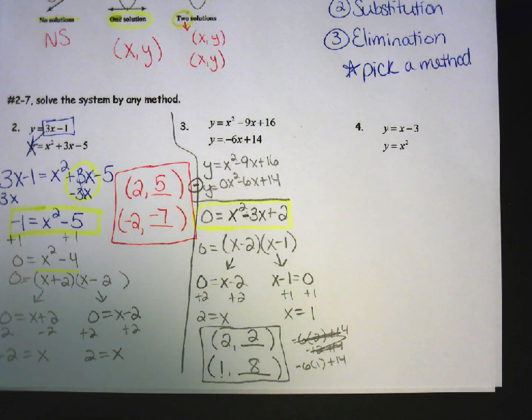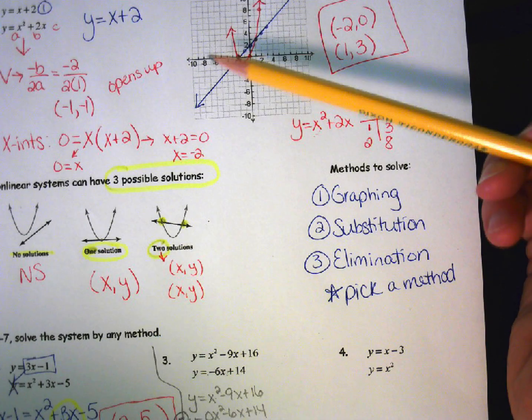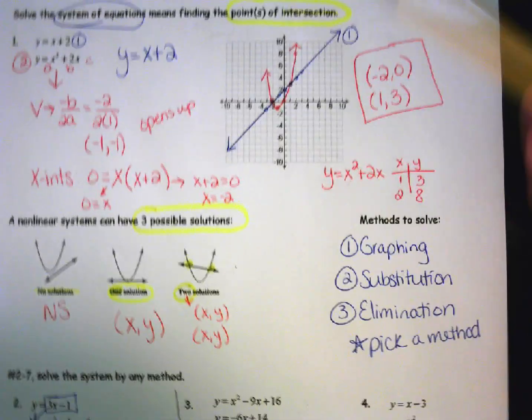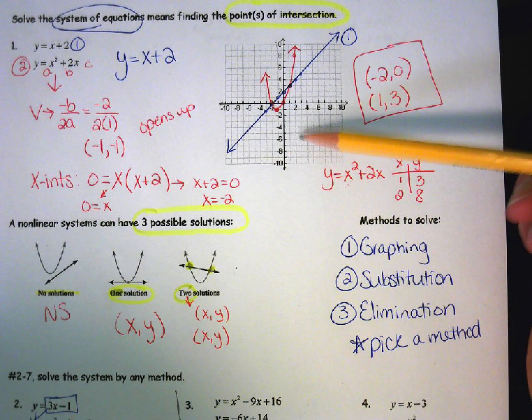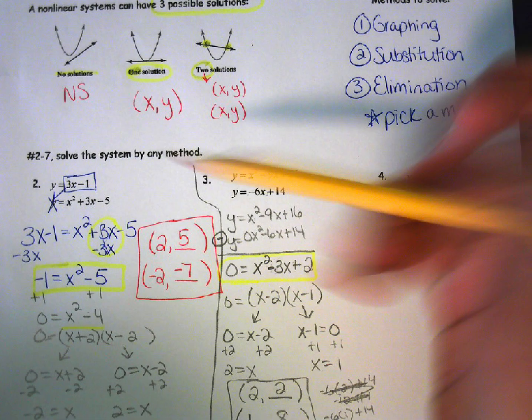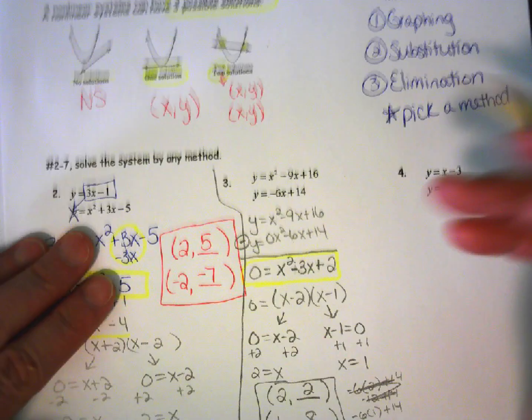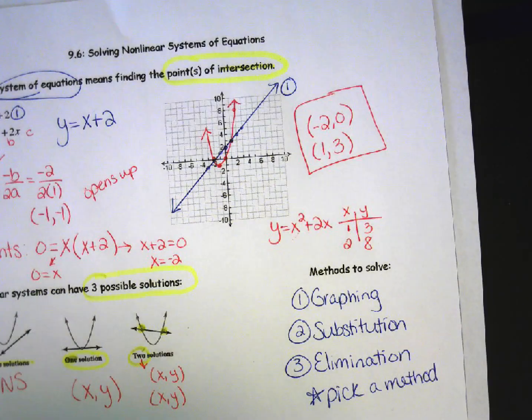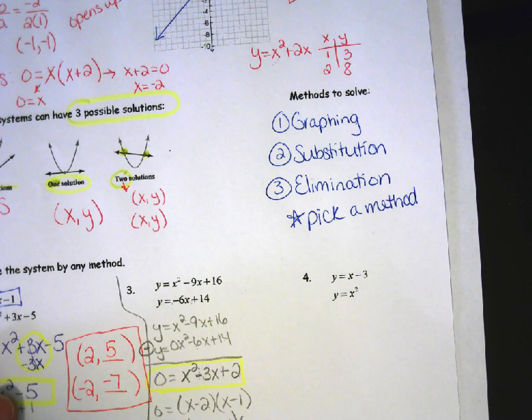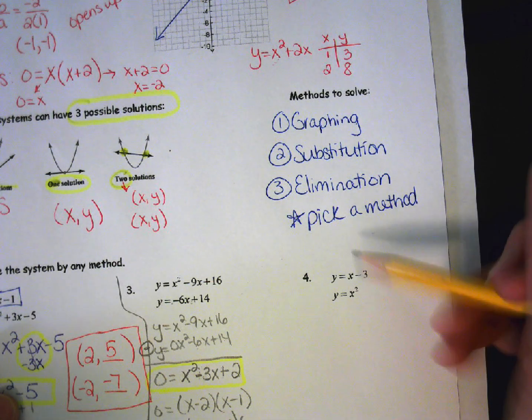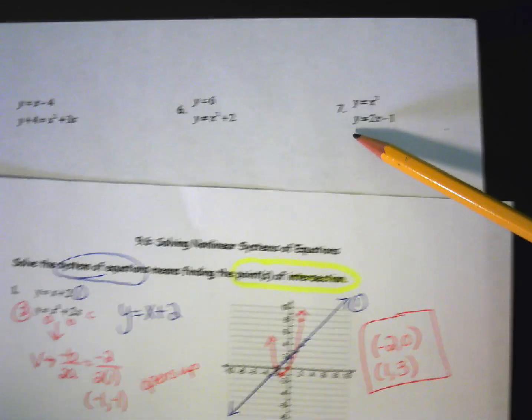So I have showed you an example of each one. I have showed you graphing, but again, graphing by hand, unless you have a grid, can be hard. I have showed you substitution, and I have showed you elimination. Now, I have about 4 more problems here that I definitely want to show because there are some tricks with some of them. So there's number 4, and then I've got 3 more on a separate page here.